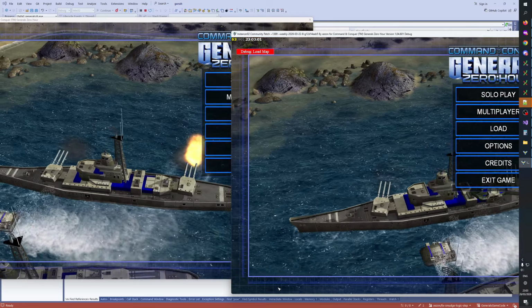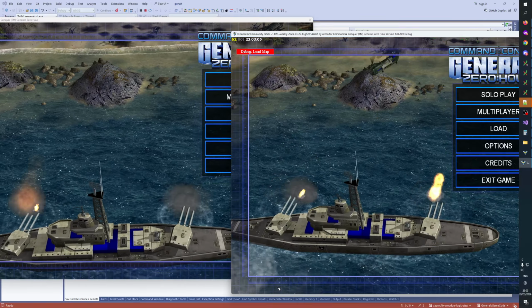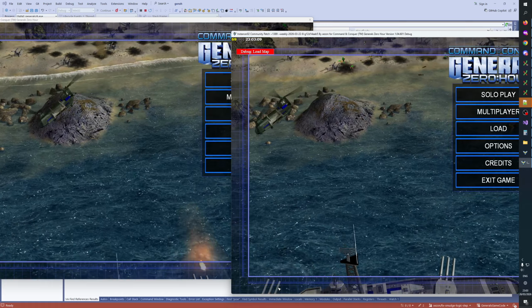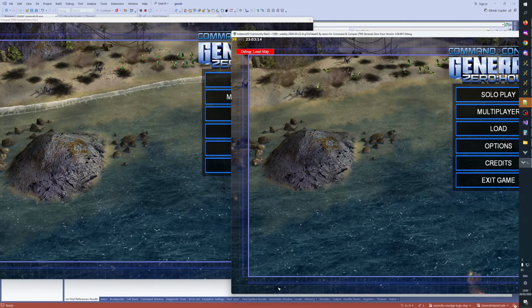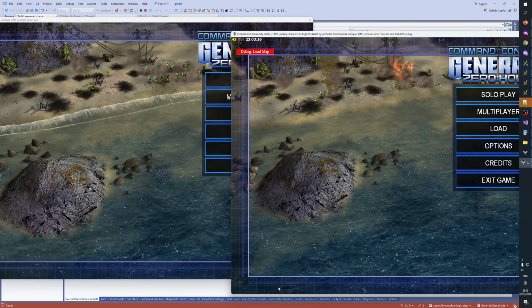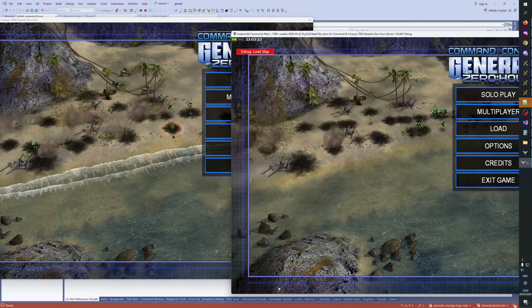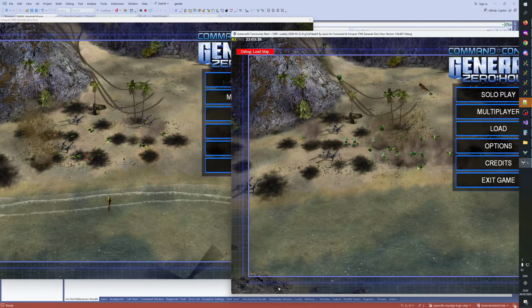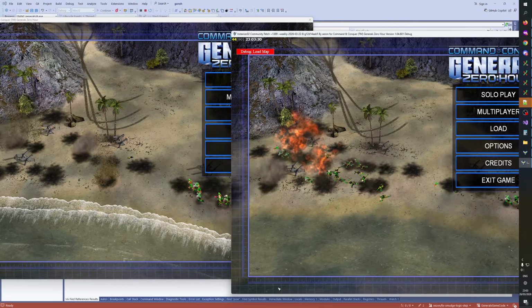Okay, it looks very similar. I would say the cannons look pretty much the same. The beach. To me, it looks like there are more particles spawning on the beach, which is probably not intended.